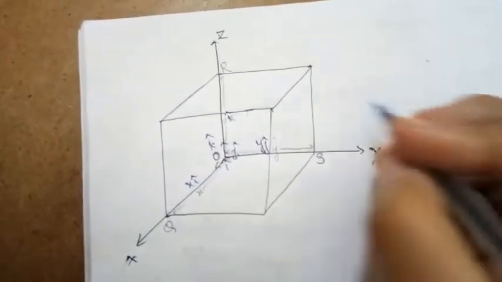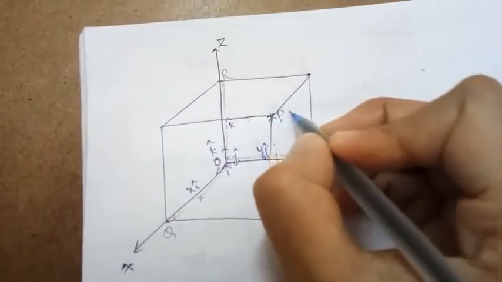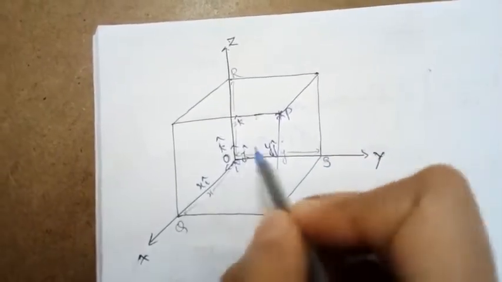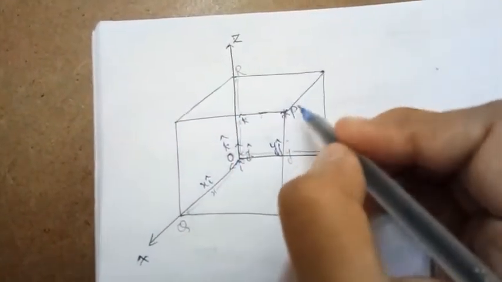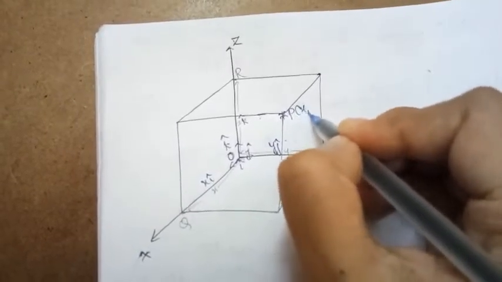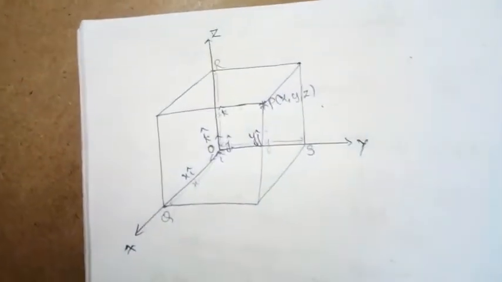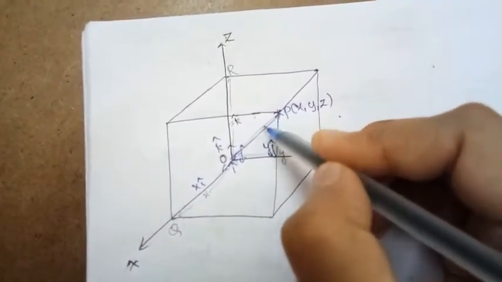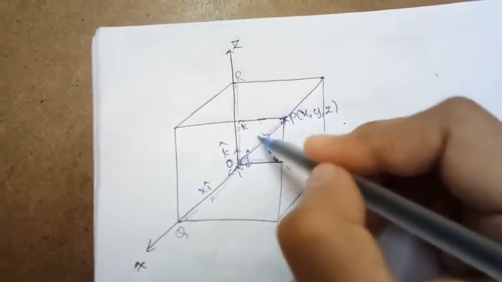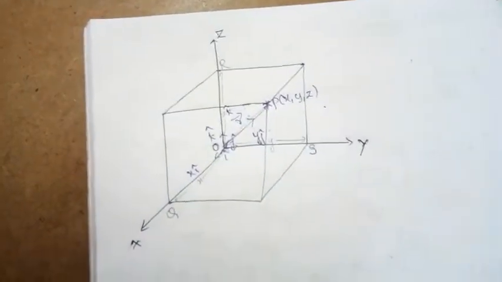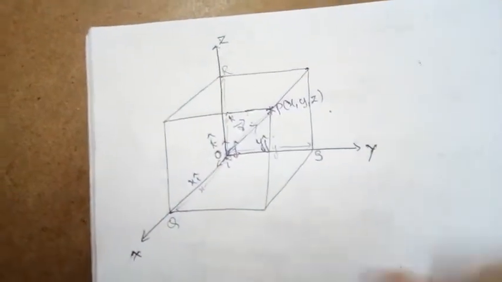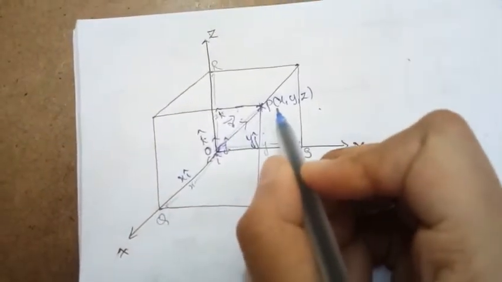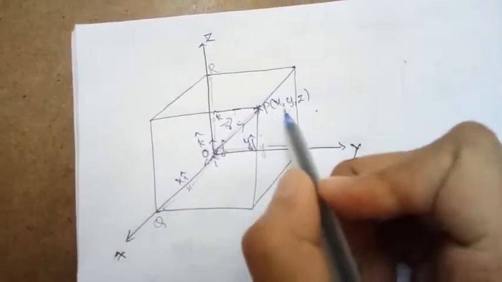Now let us consider a point P in space such that this one is x, this one is y, and this one is z. So this point becomes P of x comma y comma z, and the position vector joining P from the origin, let it be vector r. So this is the outline regarding this diagram.